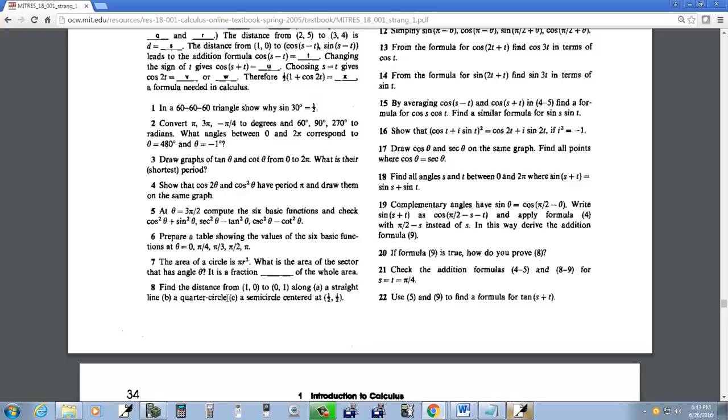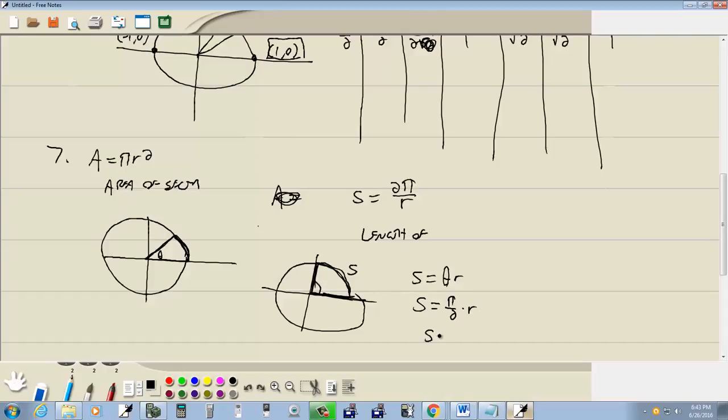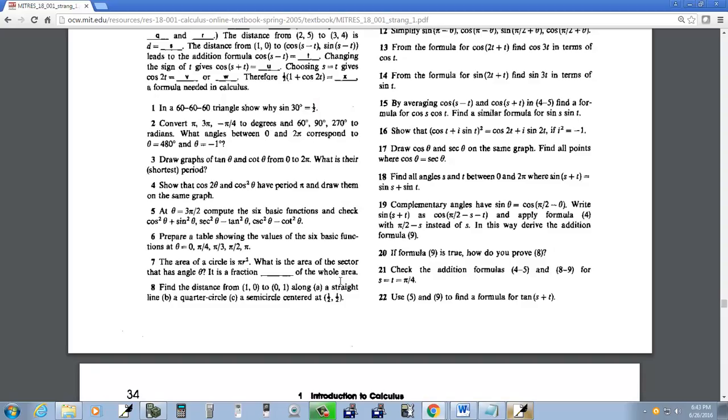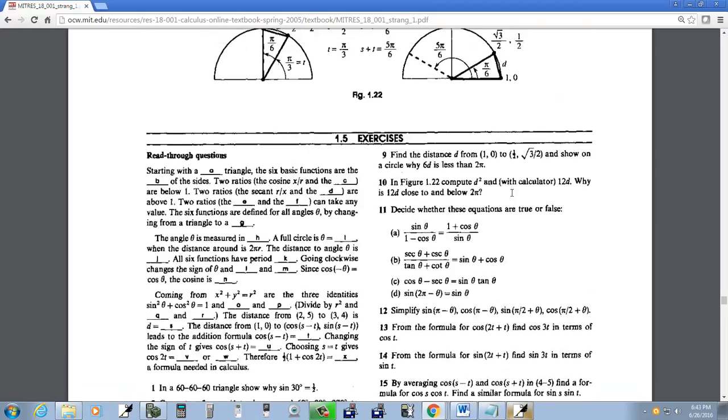A straight line, a quarter circle. Oh, distance from (1, 0) to (0, 1), which means that the radius is 1. So S would equal pi over 2 times 1. Okay, that's a quarter circle. What are the other ones? Semicircle. What in the world is a semicircle? Centered at (1/2, 1/2). You'd have to go look up what a semicircle is. I don't know what that is, to be honest.